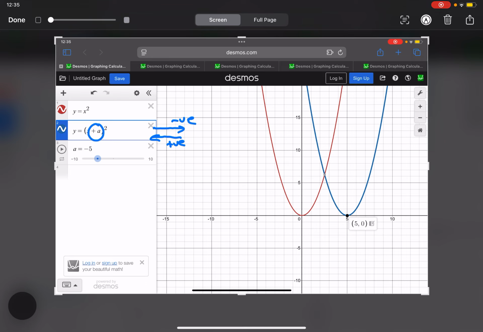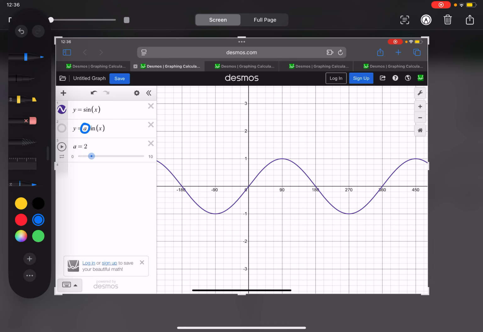Next graph transformation. We're now going to switch things up a little bit. We're going to look at the sine graph now rather than the x squared graph. And this time, the transformation we're focusing on is if I have an a at the front, if I'm multiplying by a, this is my f of x function. So this is like me doing a f of x. And so what effect does that have on the graph?